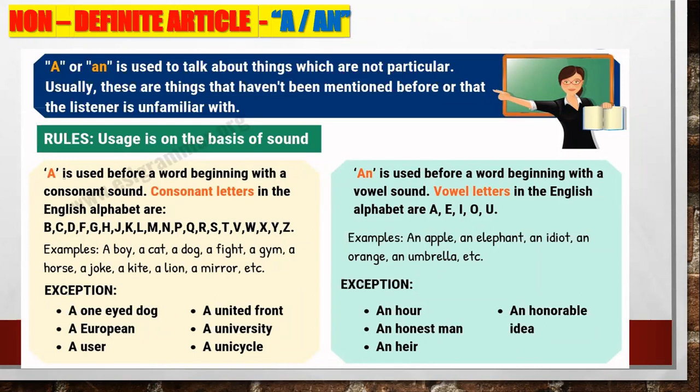And the other one, the exception again, an hour. Oh, teacher, the word starts with a consonant letter. But no, we are not going to apply the rule according to the spelling. We are going to apply the rule according to the pronunciation. An hour, hour. The letter H is a silent letter, so it's not pronounced. An hour, an honest man, a hair, an honorable idea. So here you have this. Don't forget about this. And when we use an, it is because of the pronunciation. Use a if the next word starts with a consonant sound, and an if the next word starts with a vowel sound. All right? And remember the use. We're going to use a or an when we talk about things which are not particular. Which are not particular, right? All the things that haven't been mentioned before, or you don't know about. You're not familiar with this, all right?